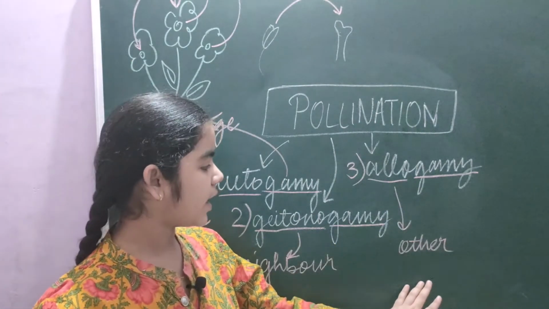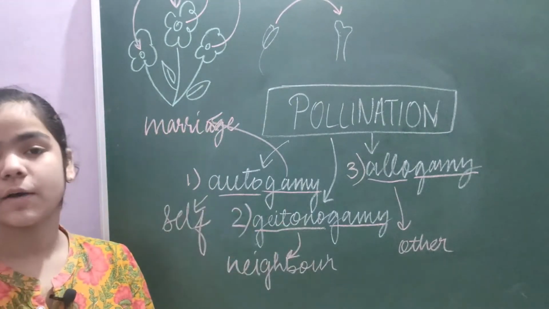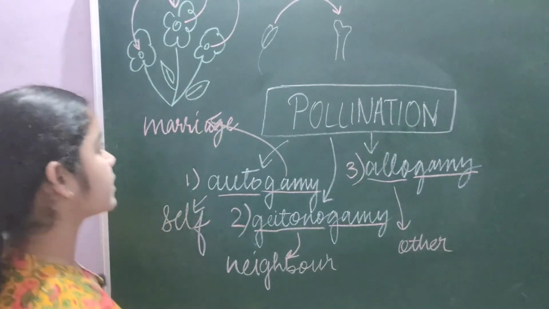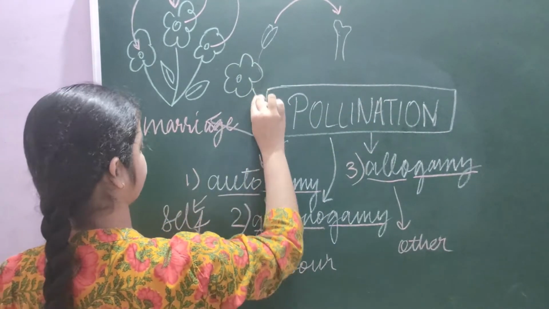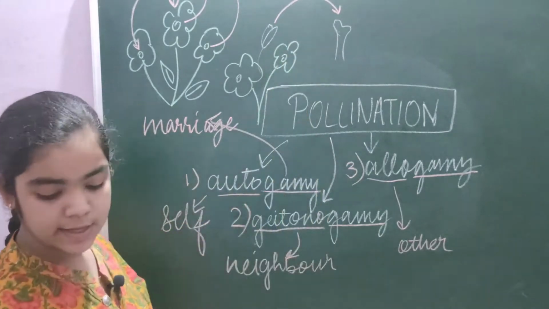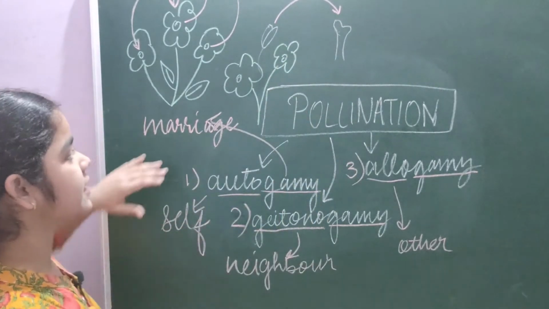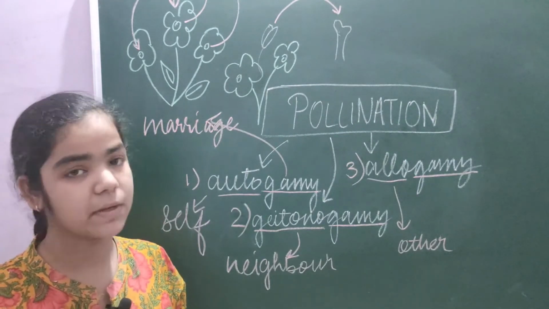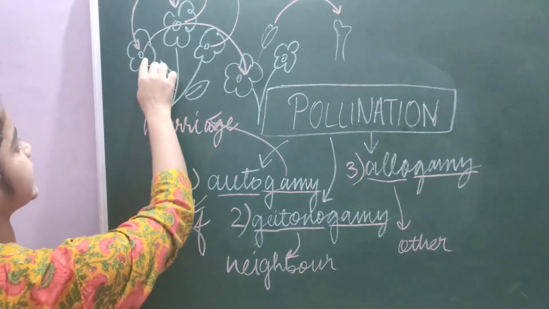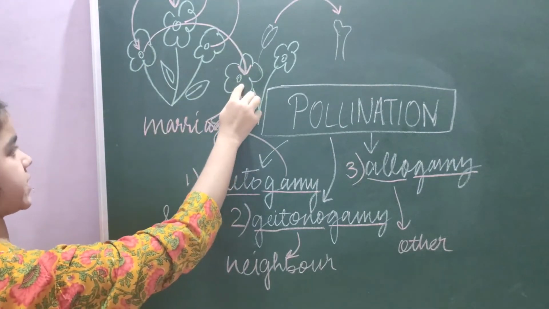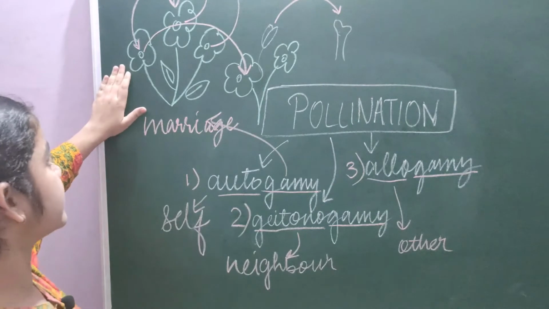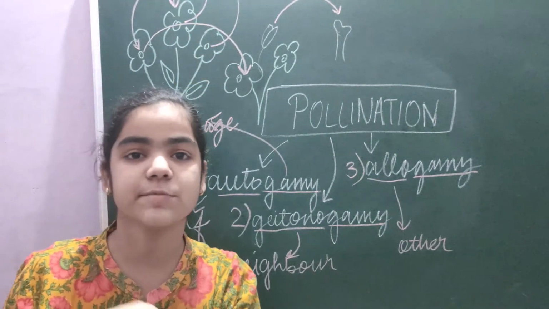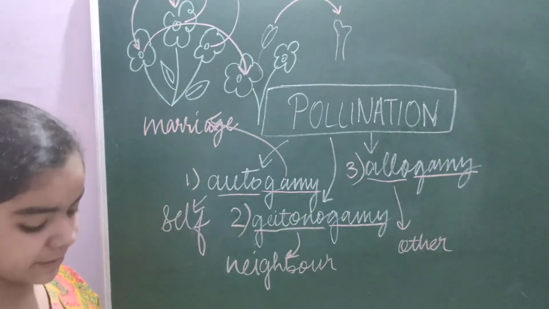Allogamy means other marriage. Simply, whenever the marriage occurs between two different plants. For example, if this flower is pistillate, it is having the female reproductive organ but not the male reproductive organ. Pollen of this flower may come to the pistil of this flower. So the transfer of pollen grains from one flower of a plant to another flower of another plant of the same species is termed as allogamy.